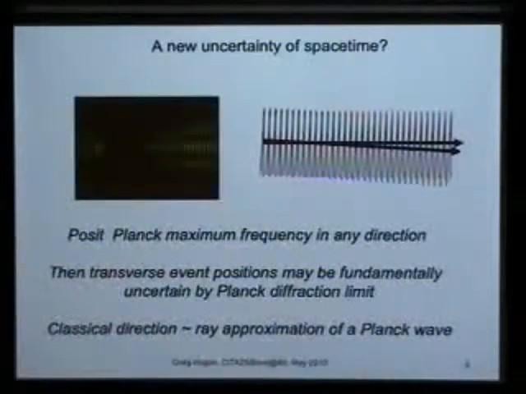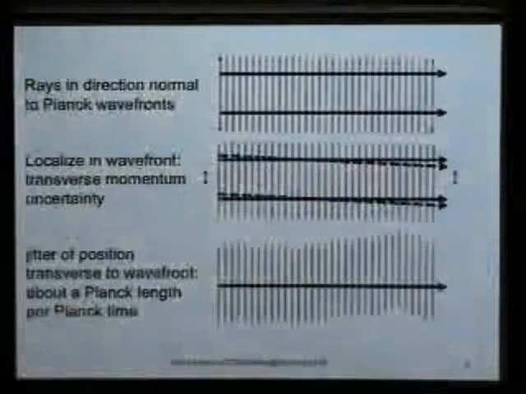Another way of looking at this is that the classical paths and directions in space-time might be like the ray approximations of waves, where the wavelength of the waves is the Planck wavelength. But in fact, rays are not completely determined by a field of waves. There's some fuzziness to them, which is the uncertainty.